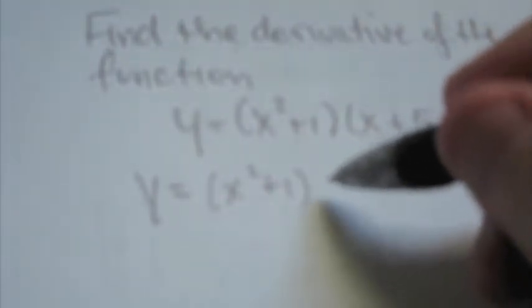Okay, in this question here, we're asked to find the derivative of the function y equals (x squared plus 1) multiplied by (x plus 5 plus 1 on x). You'll notice that this function is the product of two functions, so this would allow us to use the product rule. Our first step is to change the 1 on x to a negative exponent. So we have (x squared plus 1) by (x plus 5 plus x to the negative 1).